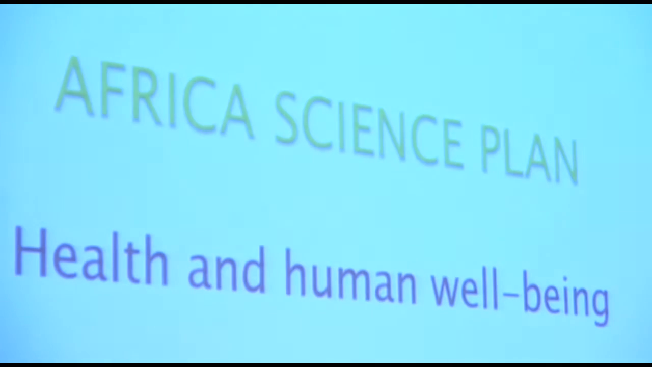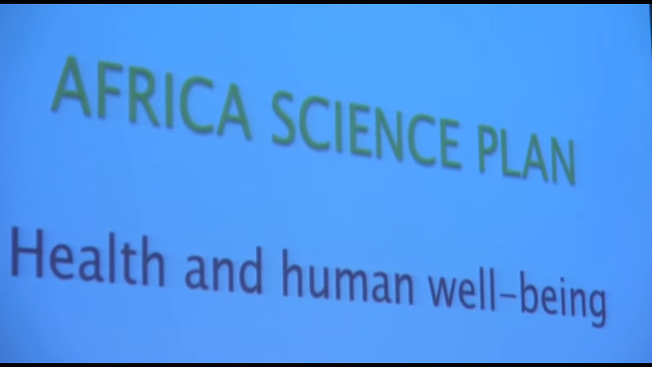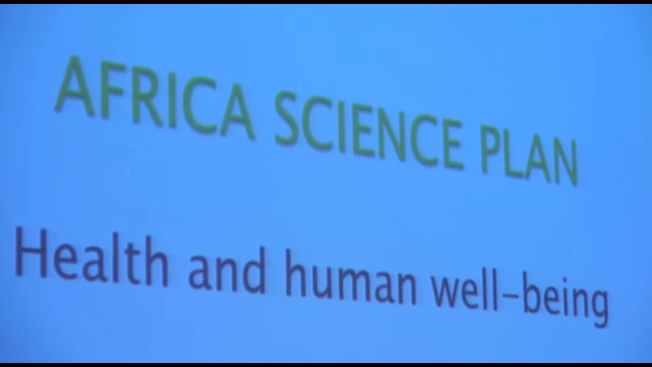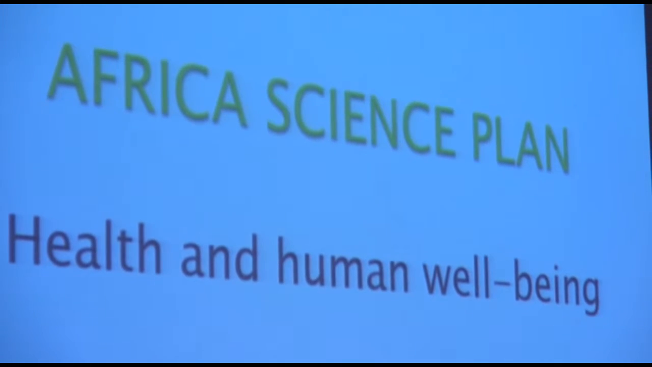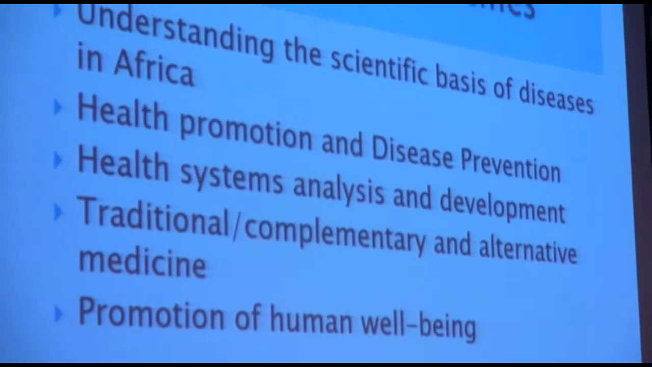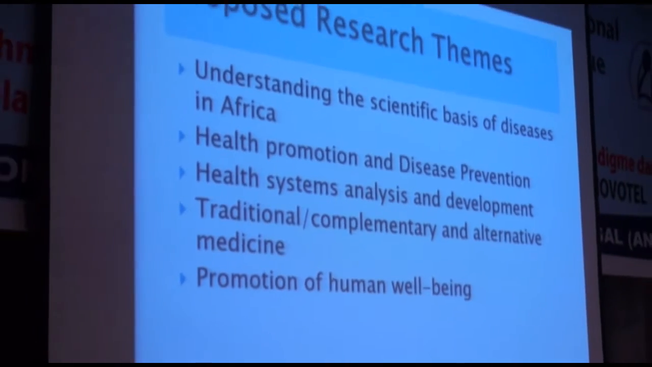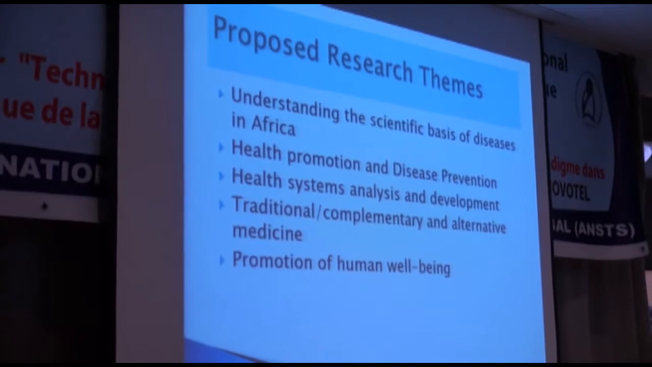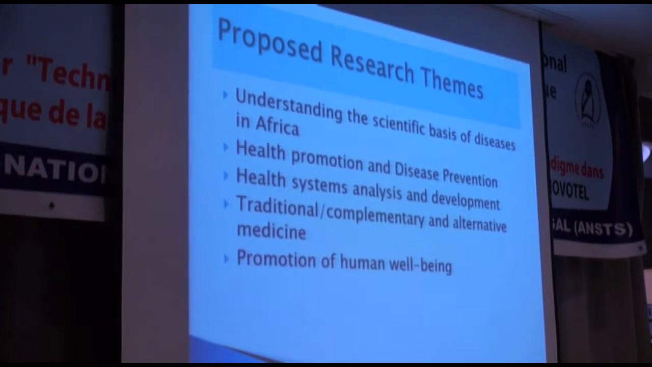Now, health and human well-being is one of our four science plans. And when we talk about health and human well-being, there are certain research themes that we want to look at here: understanding the scientific basis of diseases in Africa, health promotion and disease prevention, health system analysis.